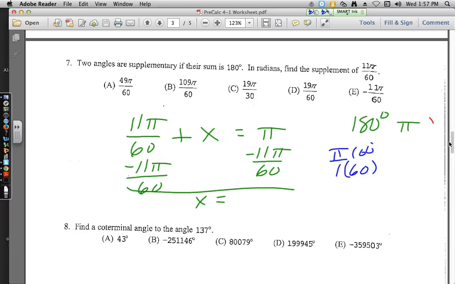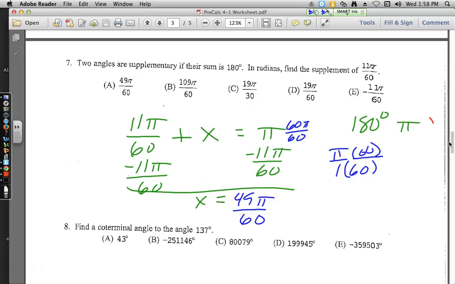And whatever I do to the bottom of the fraction, I need to do to the top. I need that 60 for my denominator. So this is really going to be 60 pi over 60 minus 11 pi over 60. So what we need to do is really just take 60 minus 11. And when we do that, we're going to get the number that we need. And that's going to give us 49 pi over 60.